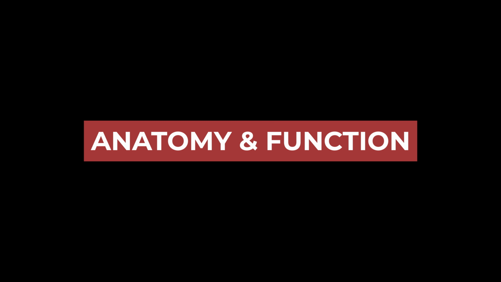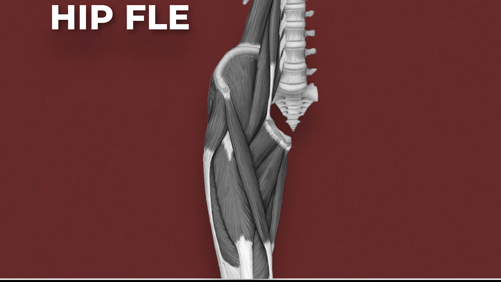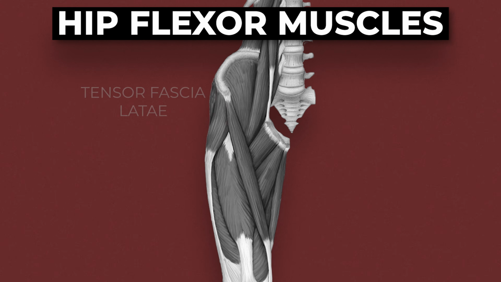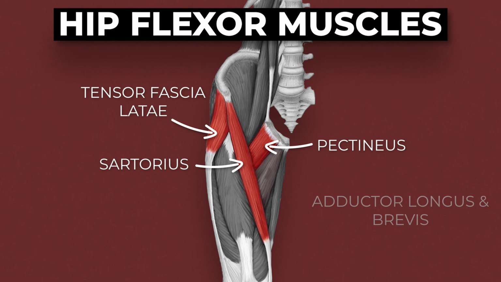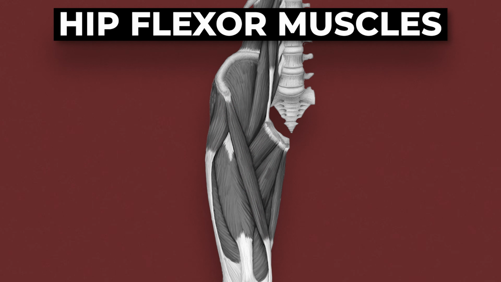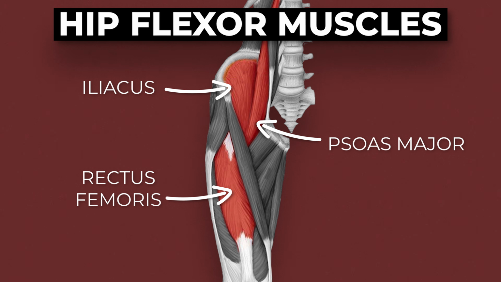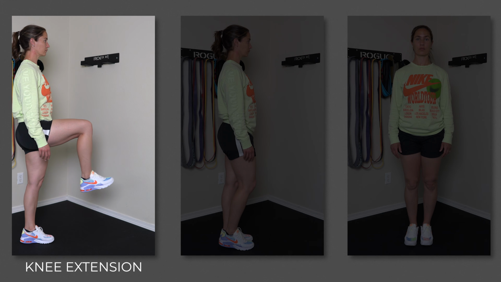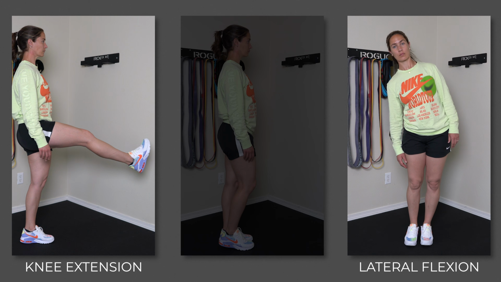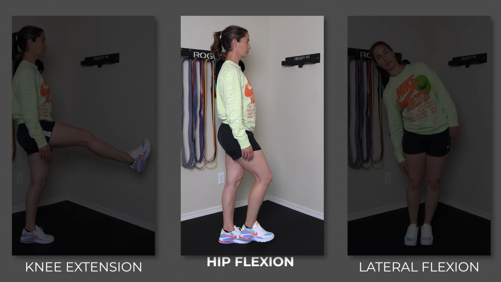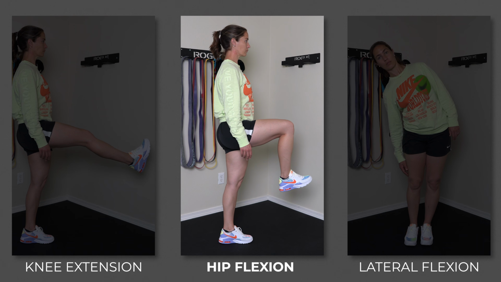Anatomy and function. There are many muscles that have a role in flexing the hip, such as the tensor fasciae lata, sartorius, pectineus, adductor longus, and adductor brevis. However, today's video is focusing on the rectus femoris, iliacus, and psoas major. Although the rectus femoris has actions distally at the knee, and the psoas major functions proximally at the lumbar spine, the emphasis will be placed on their common action of hip flexion.